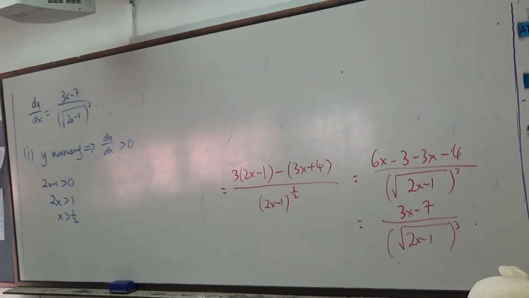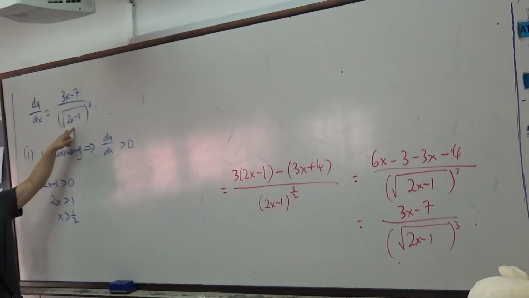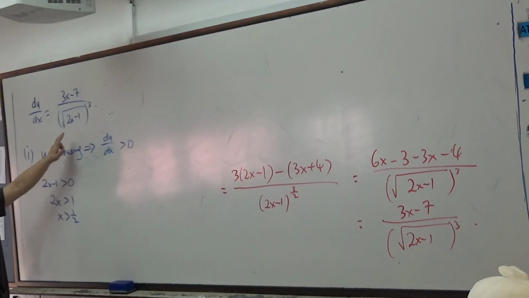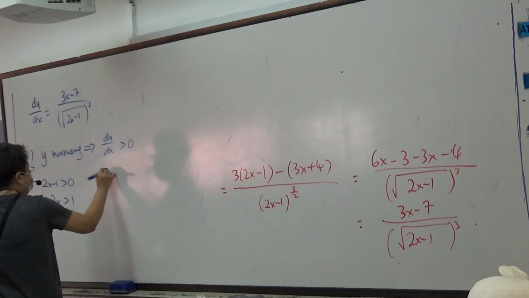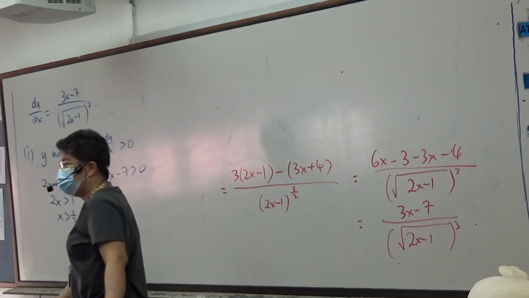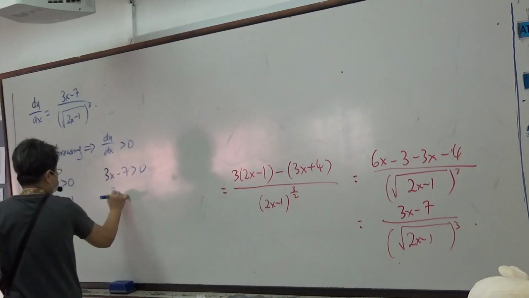I repeat that. For this denominator to exist, 2x - 1 must be bigger than 0 first. Am I right? If not, you cannot take the square root. So this is the first one. I haven't finished. If this is positive, the top must also be positive for it to be totally positive, so 3x - 7 must also be bigger than 0.